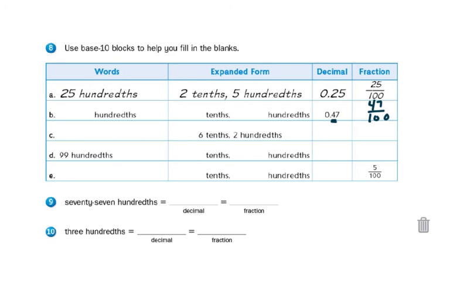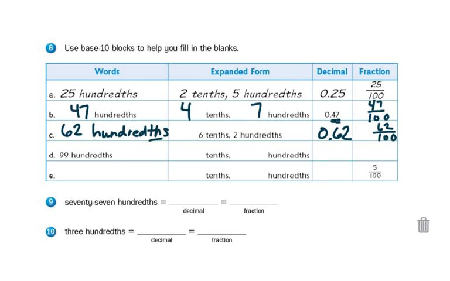The first number tells us how many tens. There are 4 tens. The second number tells us how many hundredths. 7 hundredths. And here we would just write 47 hundredths. C, 6 tenths and 2 hundredths is the same as 62 hundredths. As a fraction, it would be 62 over 100 and read as 62 hundredths. And here we would write 62. We have hundredths here, so we just have to copy it. Remember, when we see THS, it means it comes after the decimal.